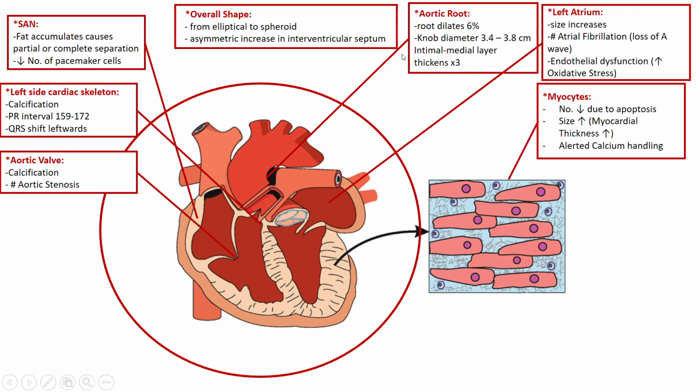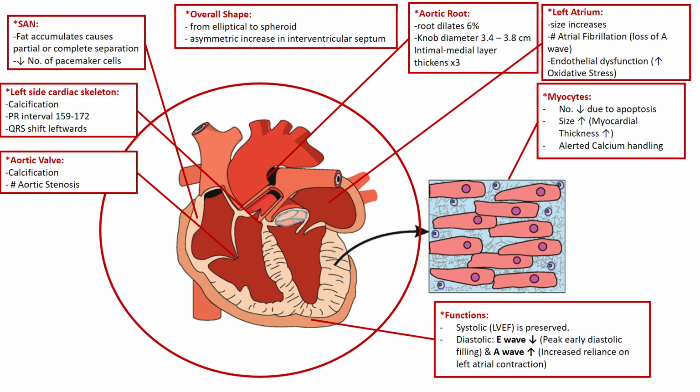As you can see here in this image, the number decreases, however the size of the cells increases. So the number of the cells decreases due to apoptosis, and the size increases, which is reflected as increased myocardial thickness, that later on is complicated with heart failure. Also, there is altered calcium handling, and the myocytes can't function properly.